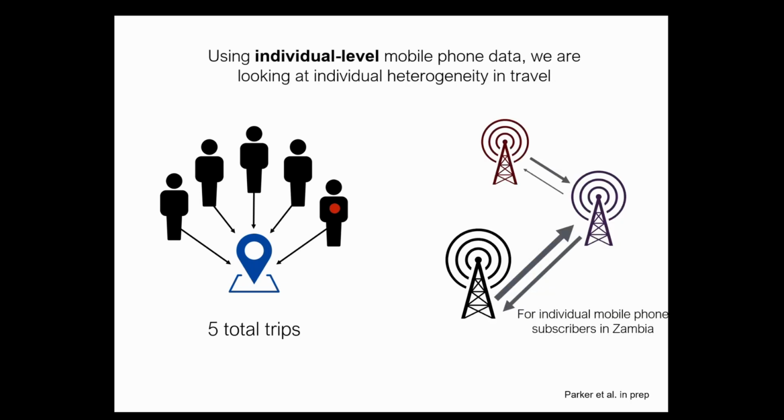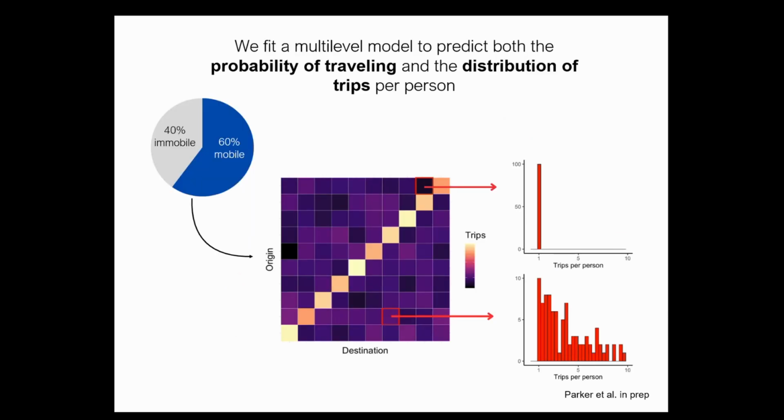So for this work, Noah's been analyzing individual level data. A lot of it's come from Zambia. That's trying to look at individual level mobility data and trying to look at this phenomenon. And in particular, what he has done is he has fit a model that just looks at what proportion of your population is going to travel, and then given those people are traveling, what's the distribution of trips that they're going to take. So it's a pretty simple structure of the model.